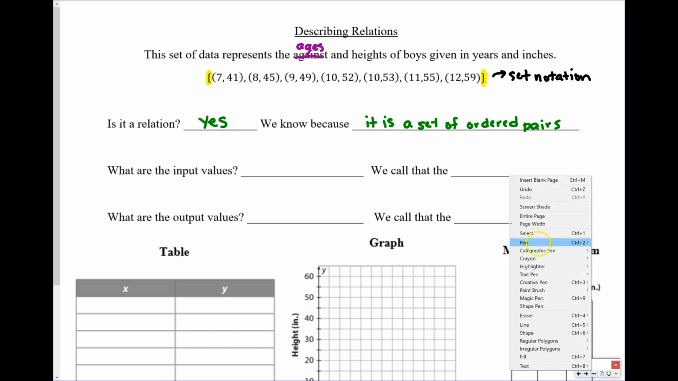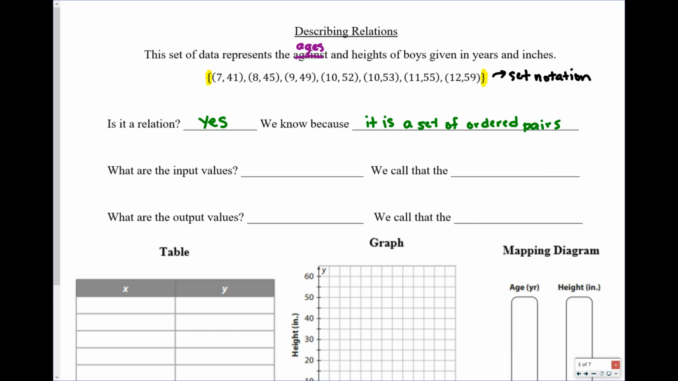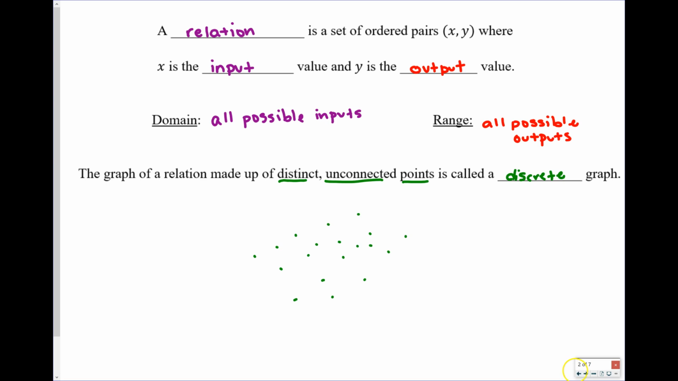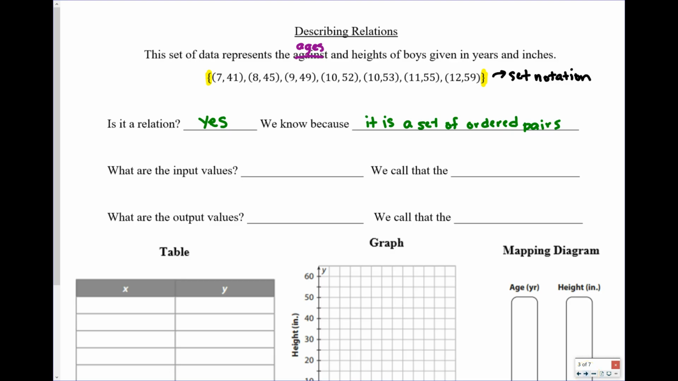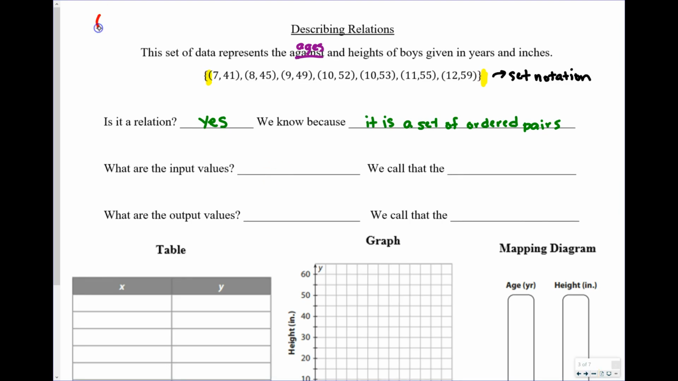All right, the next question is now saying, what are the input values? Well, let's go back and look at our words. Input values are your x's. X's are input values. And so I'm going to go back and look at my coordinate pairs. Remembering, and I'll put it up here, when you have a coordinate pair, the x value is always first. So when I go here, 7, 8, 9, 10, another 10, 11, and 12, those are all my input values.